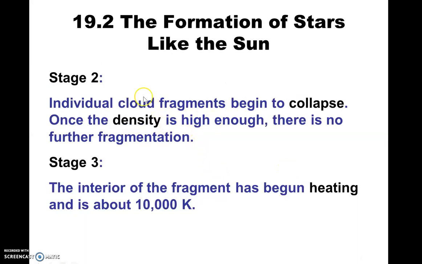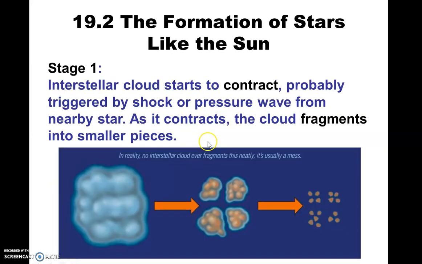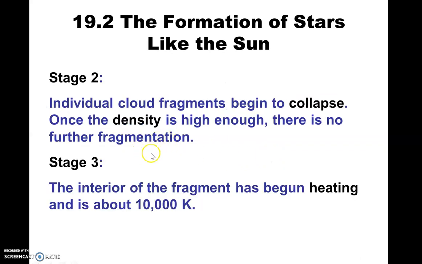Stage two is when the individual cloud fragments begin to collapse. That's these things over here. They'll begin to collapse, and once the density is high enough, you don't get any more fragmentation. They're not breaking into smaller and smaller pieces.